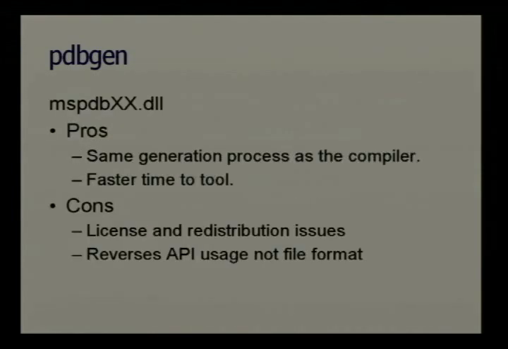So there are some pros and cons, as I was saying. The pro for the MSPDB DLL is that it's the same way the compiler does it. If the compiler changes and we know the API, our PDBs will be the same. This is faster time to product, or to the plugin. Some of the cons are license and redistribution issues. I can't redistribute this MSPDB file since it's part of Visual Studio. So everyone would have to have a copy of Visual Studio. And yes, there's the free Express version, so people could get it that way. But this still isn't really reversing PDBs itself. It's only reversing the API.